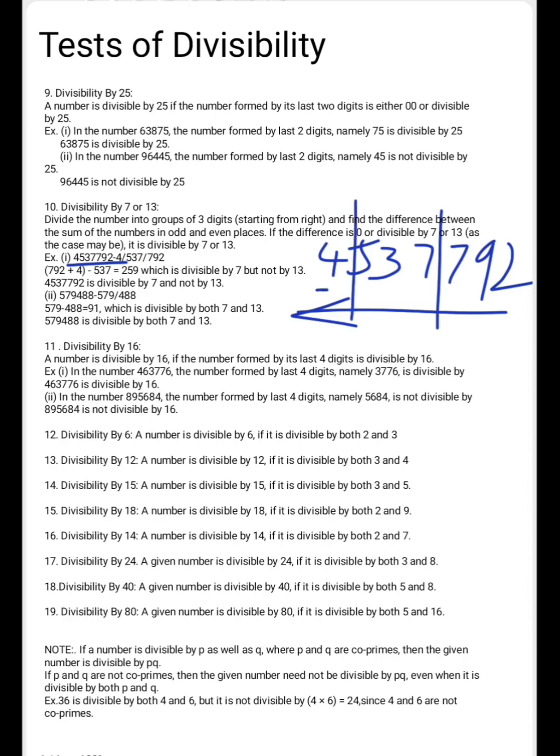Now in this case, as in the 11 divisibility rule, we need to add the odd places first.